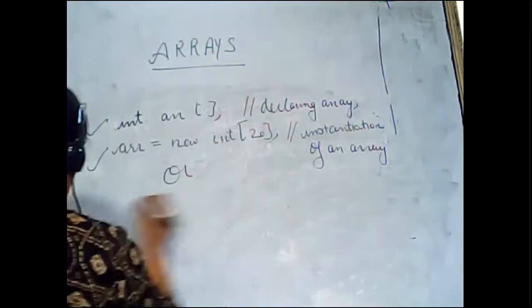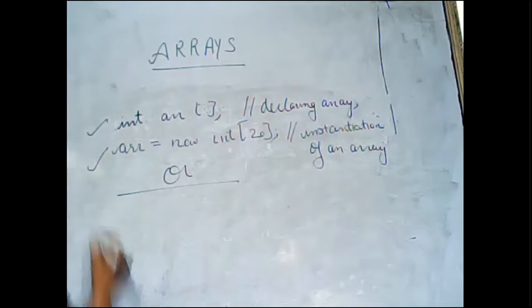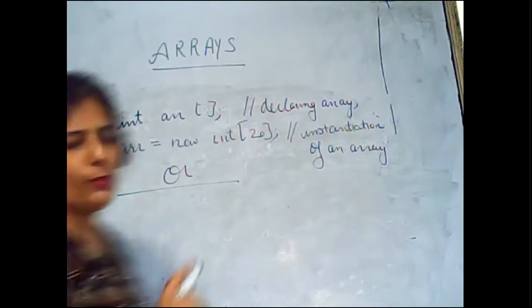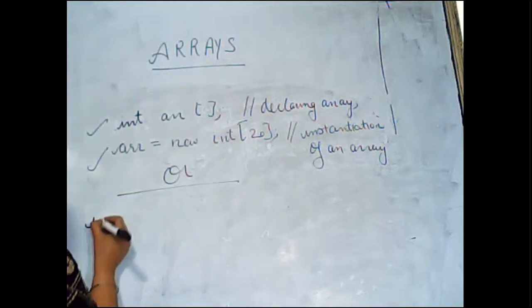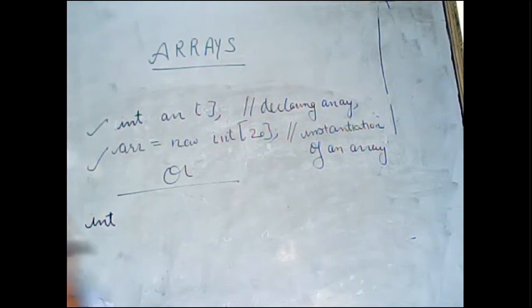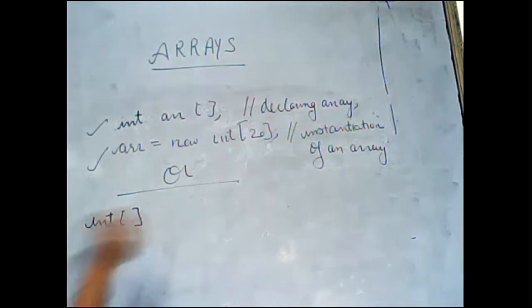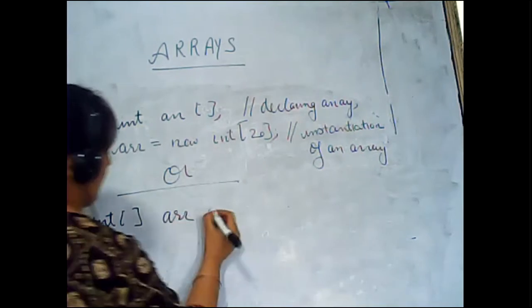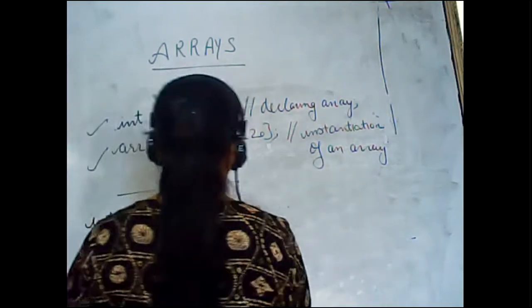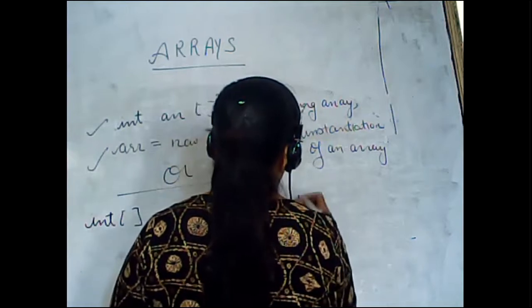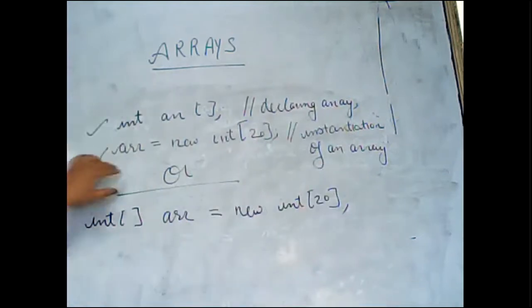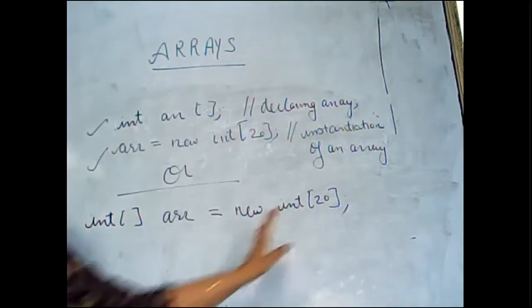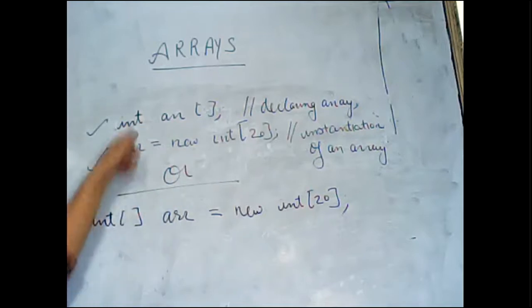Or we can use the combined statement that will both declare my array and instantiate my array. I will be writing it like this: int array, this is my array name, equal to new int 20. So this is the combination of these two statements. The right side will remain the same, and we have clubbed both these statements like this.